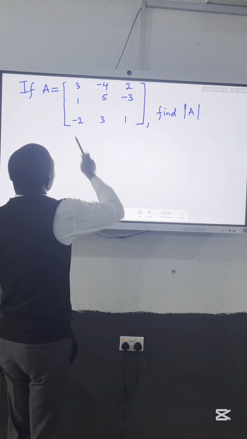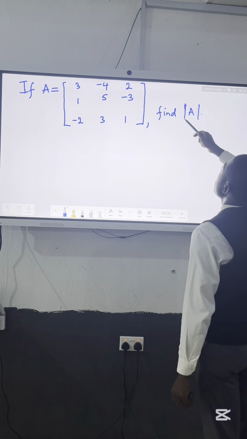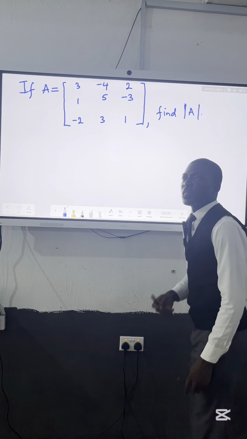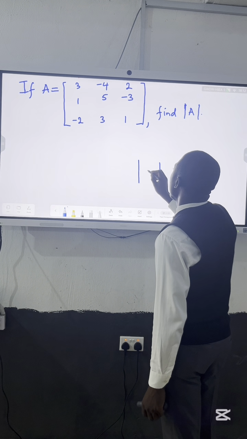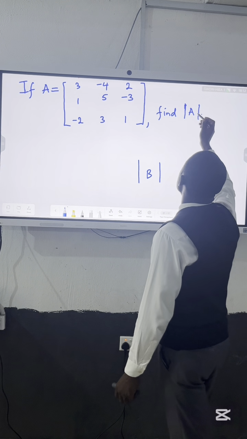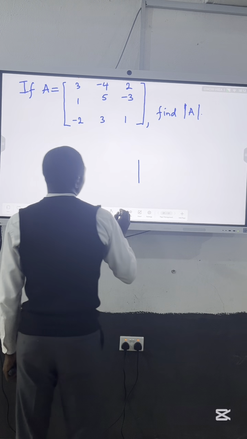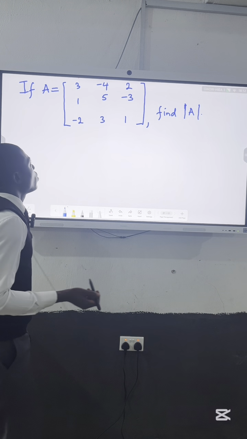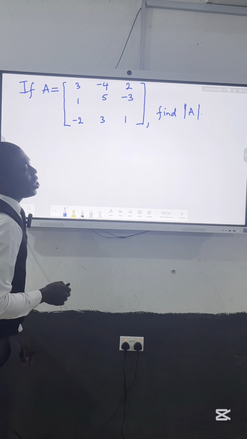Now, if you have this as matrix A, what are you meant to do? Find this thing here, which means the determinant of matrix A. If you write two vertical lines and put B inside, it means the determinant of B. So this means the determinant of A. Let's do that. Try and go along. We want to find the determinant of this.